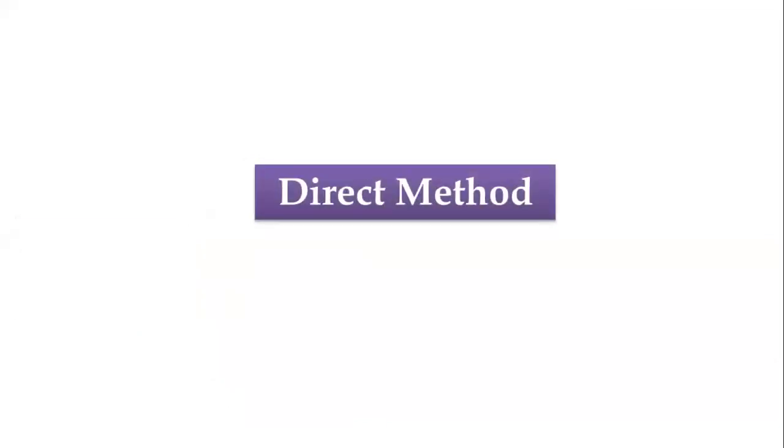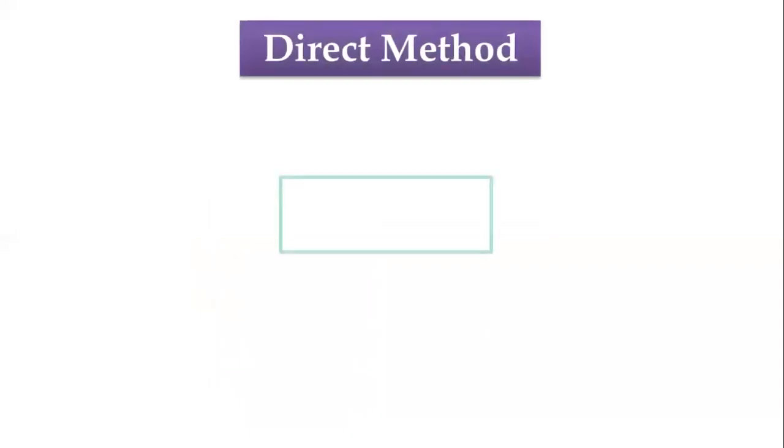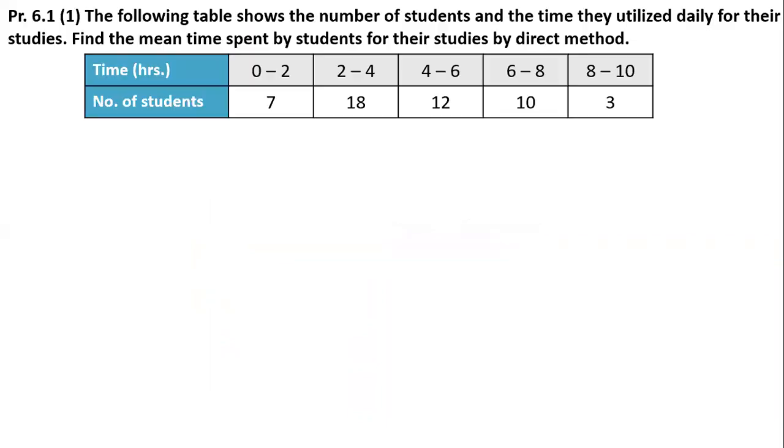Now, mean by direct method is something that we already studied in standard 9. So we need to remember a formula, that is mean x bar is summation fi xi upon summation fi. A very important formula. You have to remember this. Now let us start with the sum.